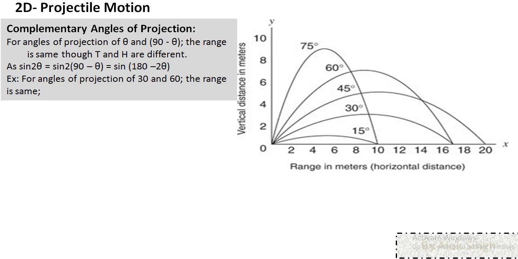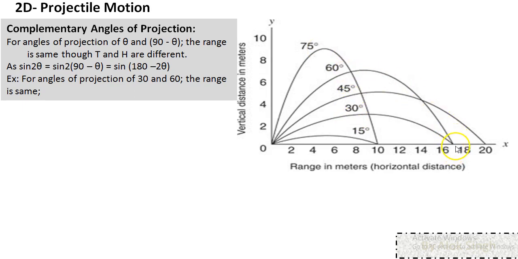So let's continue analyzing this figure again. What we notice here, when we project at 15 degree, the projectile hits this point on the ground. When it's projected at 75 degree, again it hits the same point on the ground, though at different time. This will take much lesser time to strike the ground, this will take more time, but finally it lands at the same point. So what we find here for 15 degree and 75 degree, the range is same. Similarly, we find 30 degree and 60 degree also, the range is same.